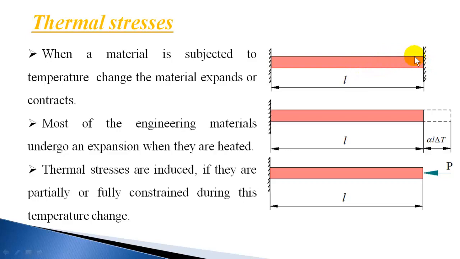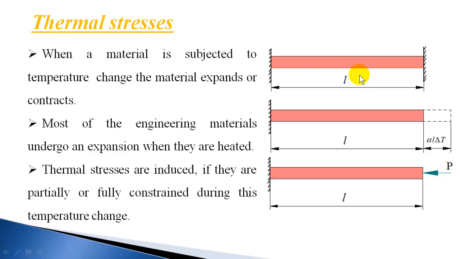So it is trying to expand, supports are not allowing this expansion, so to prevent that expansion, supports have to exert a compressive force. So this is when the bar is heated. Bar is heated, it's trying to expand. This expansion is prevented by the constraint, and it exerts a compressive force on the bar to retain its length to L.